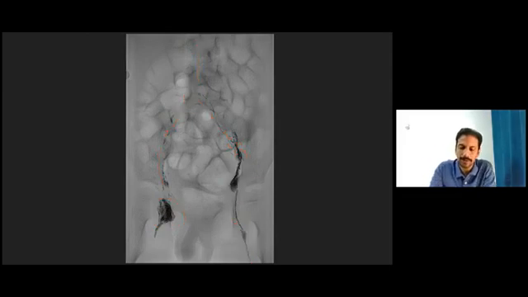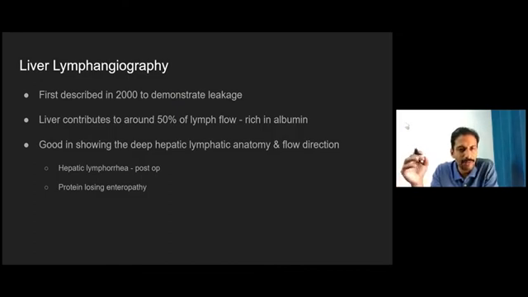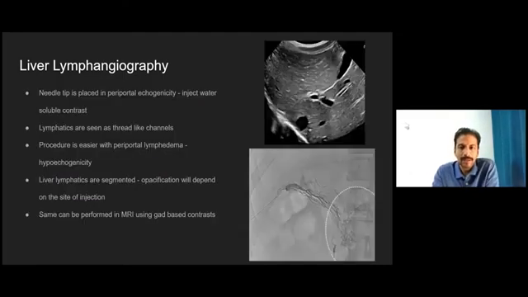Liver lymphangiography is again a recently described entity, and it is mainly done to demonstrate any leak arising from the hepatoduodenal lymphatics, or in a post-op situation where there is lymphorrhea, to demonstrate any leak in that area. The liver, as you know, contributes around 50% of lymphatic flow into the thoracic duct. It is rich in albumin, and liver lymphangiography can map out all those lymphatics in the deep area of the liver.